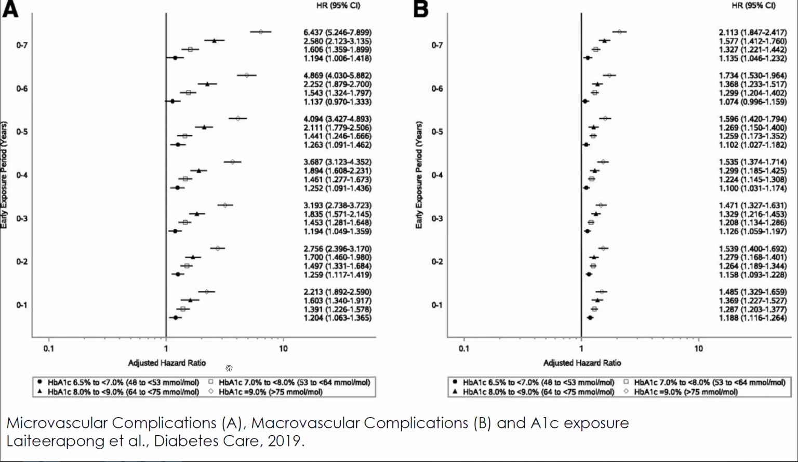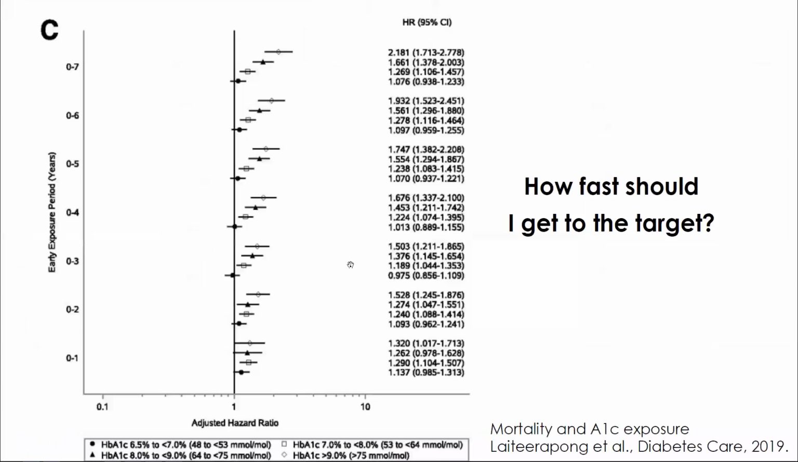And on the left, you can see microvascular complications, and you can see a huge separation even at 1 year or 2 years or 3 years. So if for the first 3 years you have a low A1C versus you have a high A1C, there's a gigantic difference in who's going to get microvascular complications. So very early on, exposure to a high A1C does predict complications for microvascular disease and for macrovascular disease, not as much, but it is there. And for mortality, it takes a little bit longer before the mortality gets there.